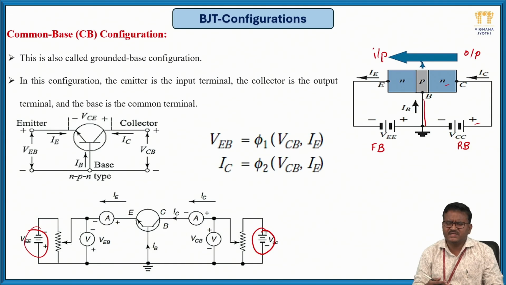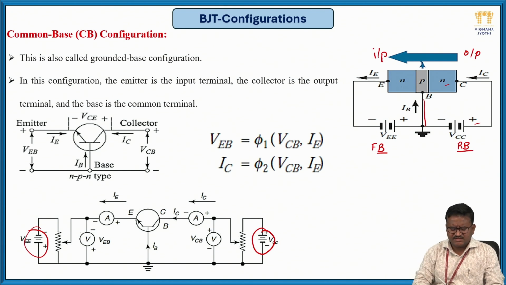Some textbooks may refer to these as the input junction and output junction. Input junction forward biased, output junction reverse biased. Don't get confused about all those things. Make this NP a forward bias, and make this NP a reverse bias.